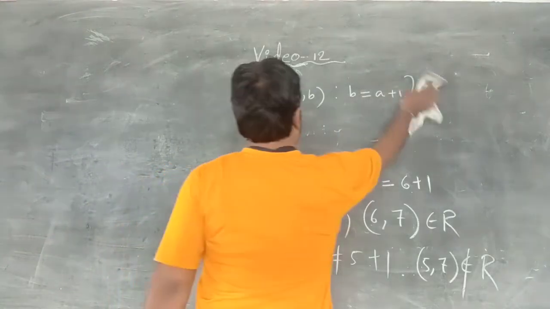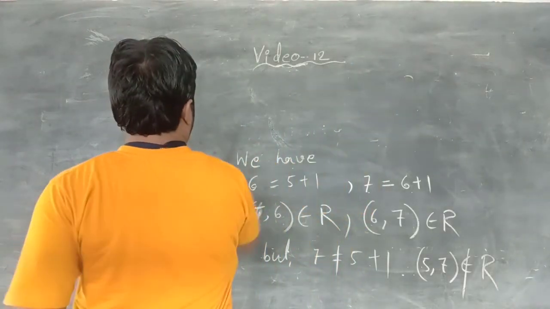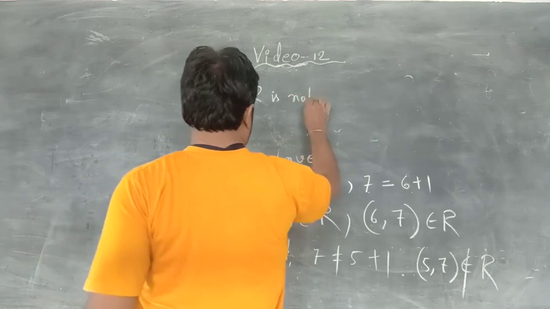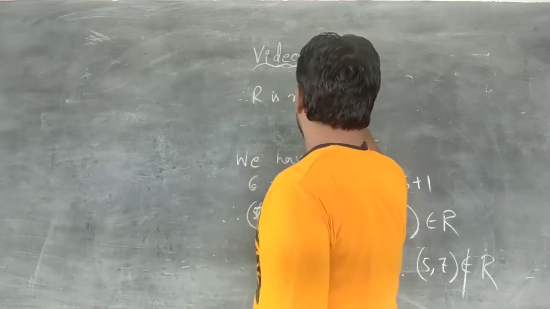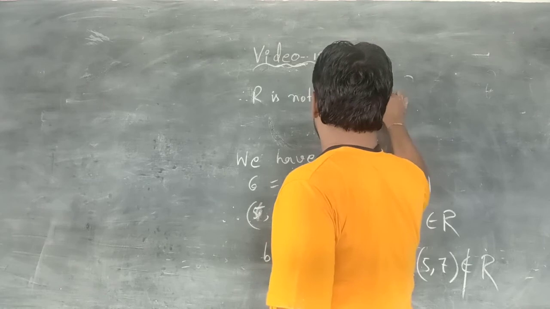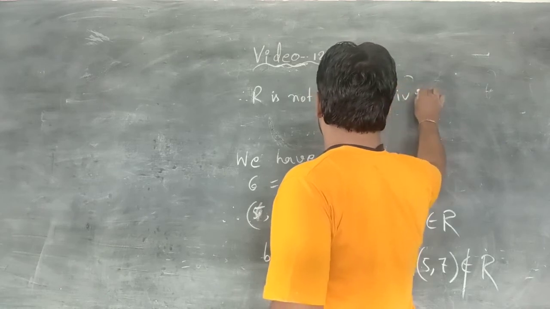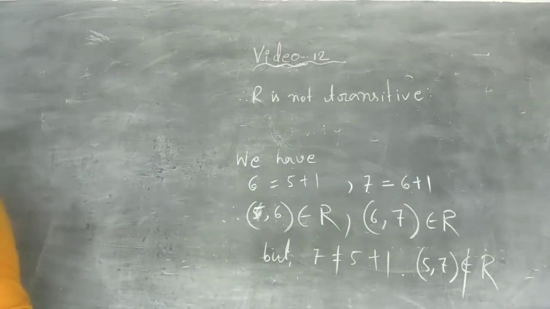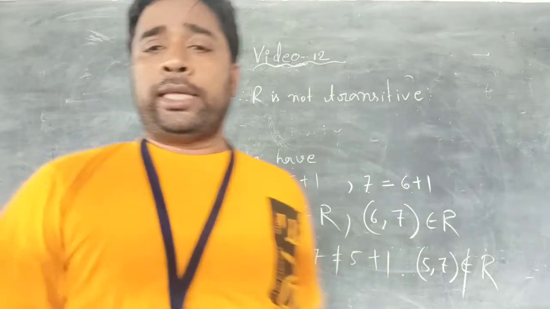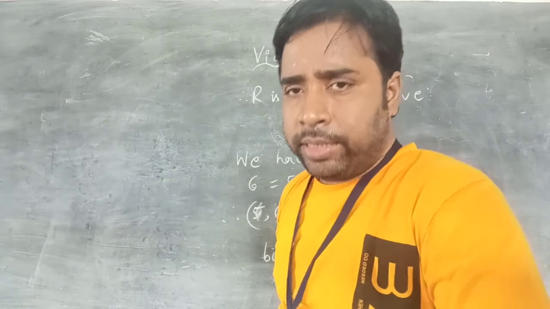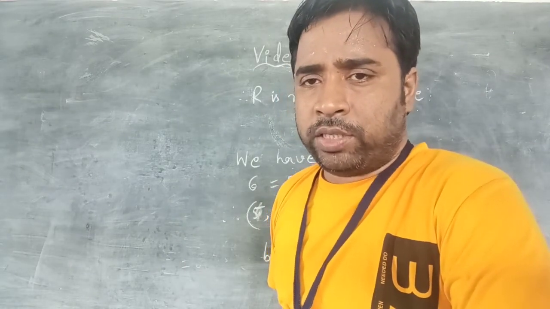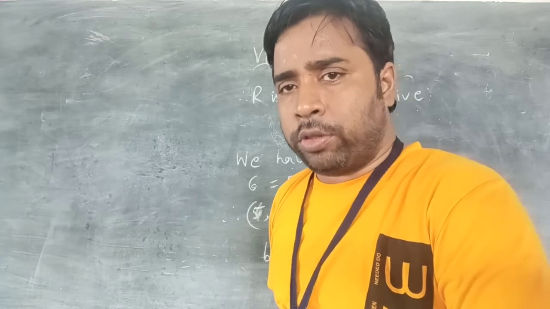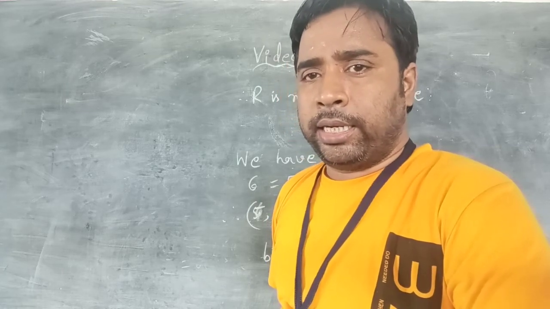So we have seen that R is not transitive. That means R is not reflexive, R is not symmetric, and R is not transitive. So you have seen that I have done the sums in a different way. When it is reflexive, symmetric and transitive, it is done in a different way. When it is non-reflexive, non-symmetric and non-transitive, then it is done in a different way.